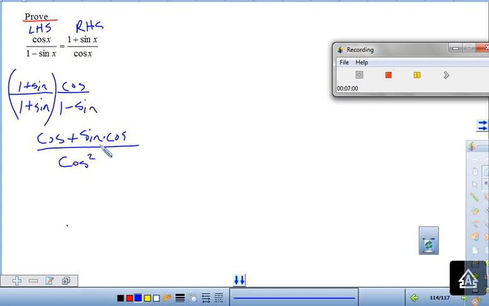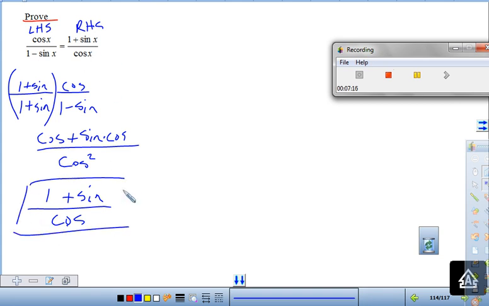And now I see I have a cosine in either term here, so I can reduce out of both of those, and I have 1 plus sine over cosine, and I see that that is the right-hand side up above. And I could reduce this further if I needed to. I could separate this apart, and 1 over cosine is actually the secant, sine over cosine is the tangent, so I could change it to the secant plus tangent as well. But since this is the right-hand side and I've already met that, I've proven or verified that these two are equal.